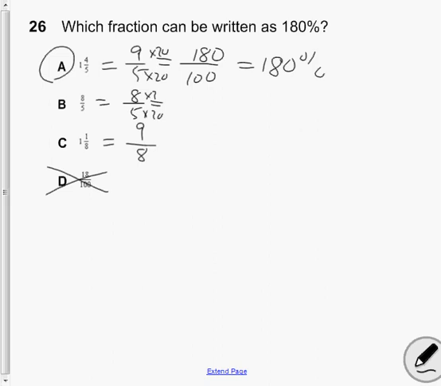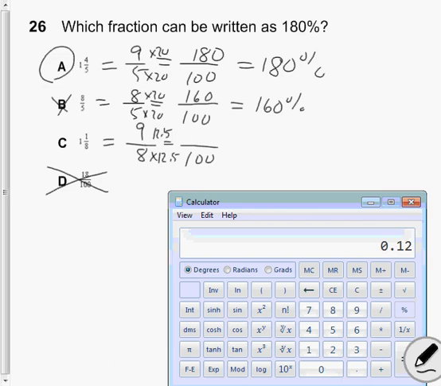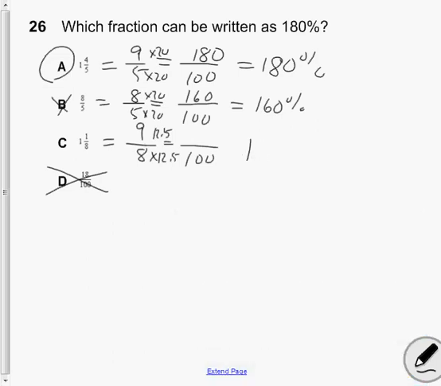The equivalent fraction to this that has a denominator of 100 is 160 out of 100, which is 160%, not this one. And this one is a trickier one. I know that I multiply 8 by 12.5 and 9 times 12.5 is 112.5, which is 112.5%. The answer is A.